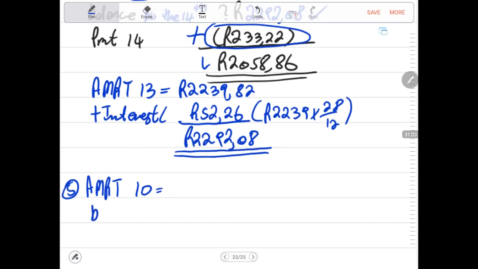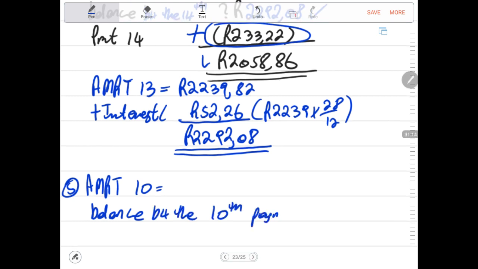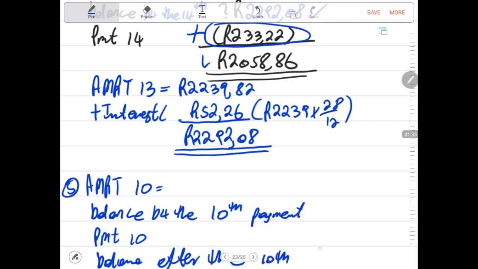In other words, we have this balance before the 10th payment. Then after we say PMT number 10, payment number 10, we get to the balance after the 10th payment. After the 10th payment, it will be here at the bottom. So now we are looking for the balance after the 10th payment first.